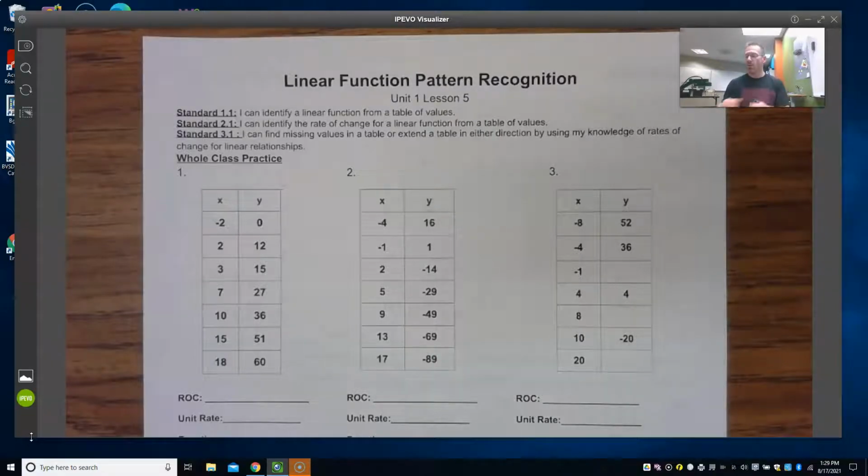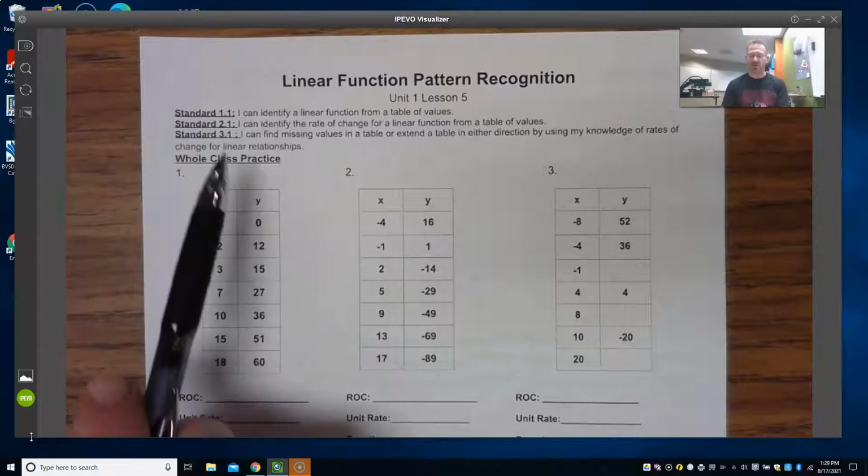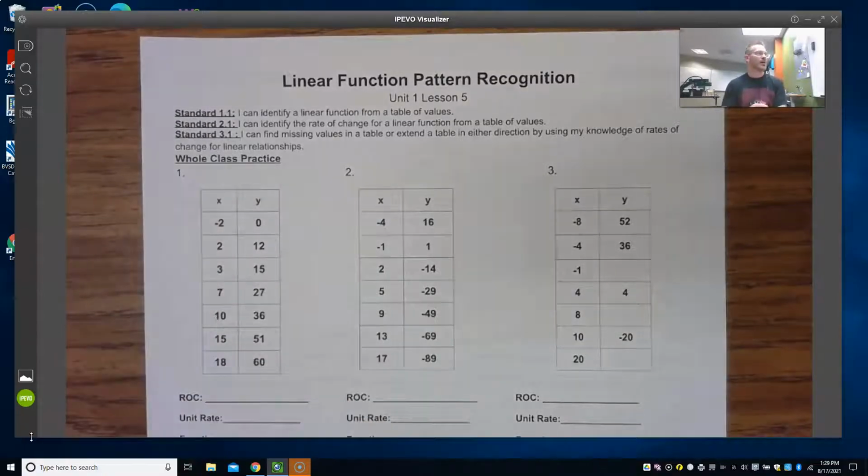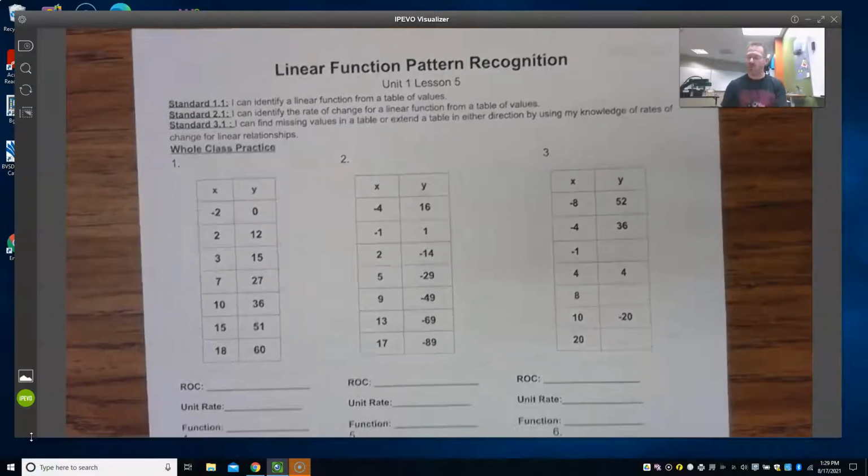our table. So when you look at the goals for today, our standards for today, right? It's the same three standards that we looked at last time, right? 1.1, 2.1, and 3.1. I can identify a linear function from a table. I can identify the rate of change for a linear function from a table, and I can find those missing values from a table. All right, so let's go ahead and jump right into problem one here.